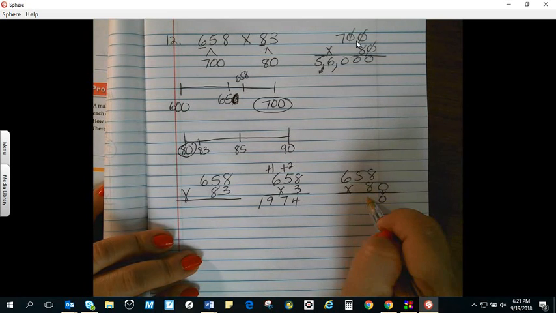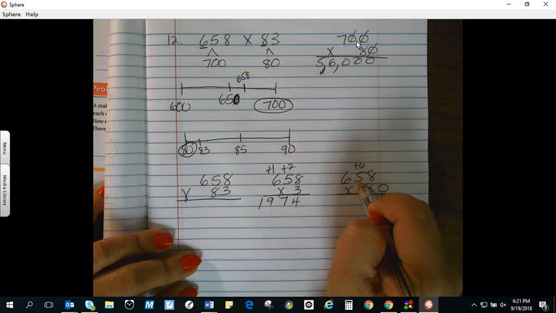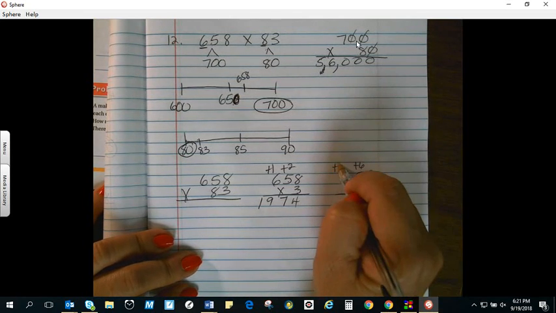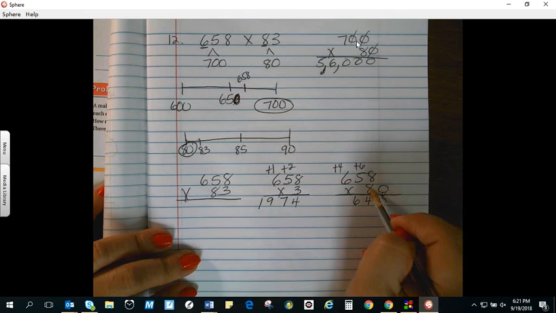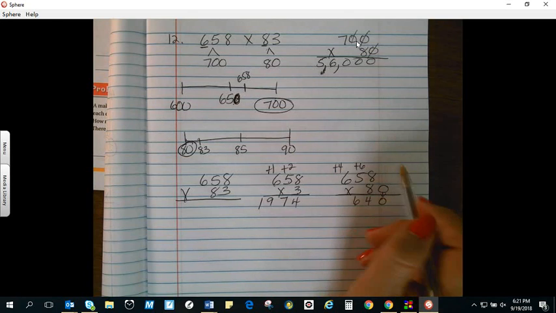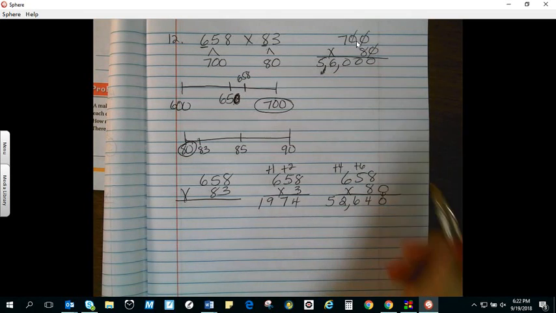8 times 8 is 64. Regroup my 6. 8 times 5 is 40. Plus 6 is 46. Regroup. 6 times 8 is 48. Plus 4. So I have 48. 52. And now I'm going to add those together.